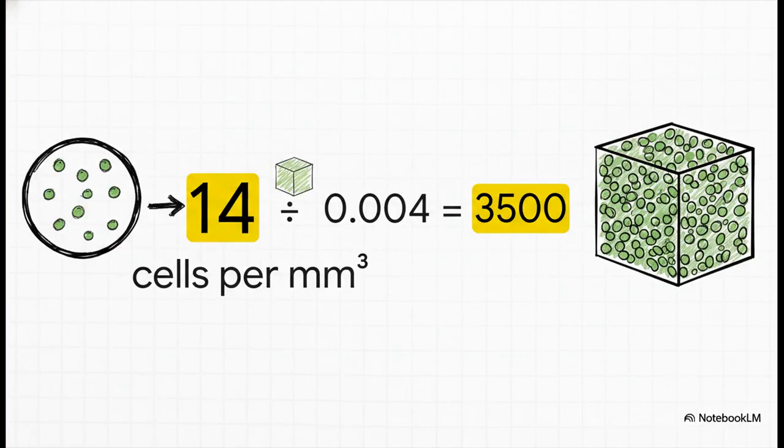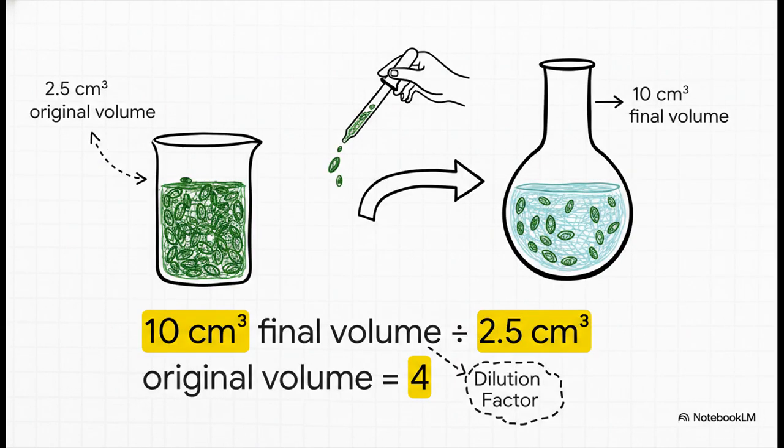Okay, for step 2, we take our new cell count, which was 14, and we divide it by that tiny volume we just calculated. This tells us the concentration in our diluted sample, and the answer is 3,500 cells per cubic millimeter. Now for a really key step.